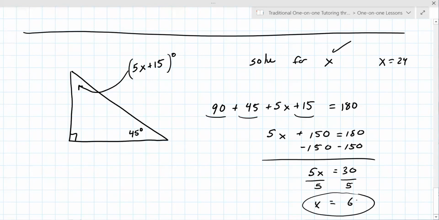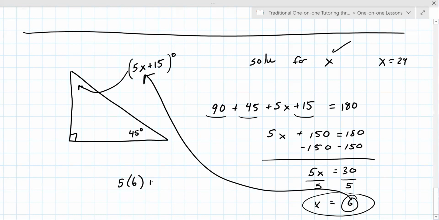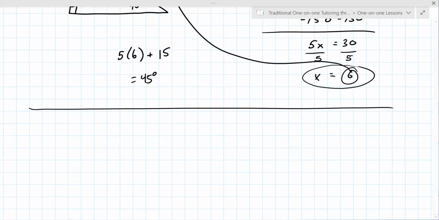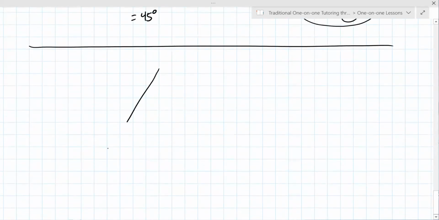Okay, so now I want you to take the value of x and put it back in there. I want you to substitute it back in. Okay, 5 parentheses times 6. You have to add that. Multiply and then add. Yeah. 30 plus 15, 45. 45 degrees. Good. Okay, let's do another one here. You're close to getting it. That's great.